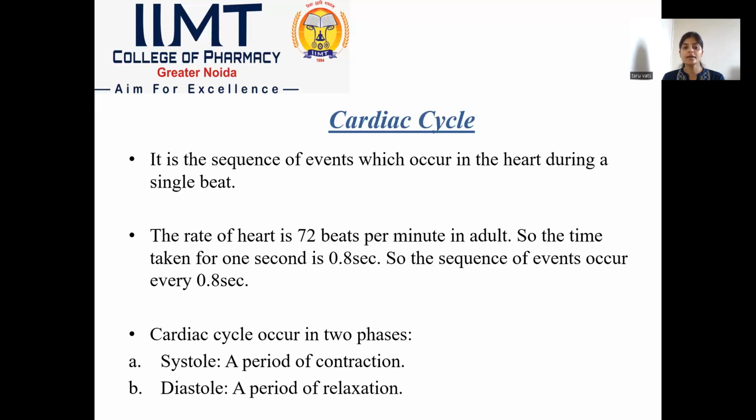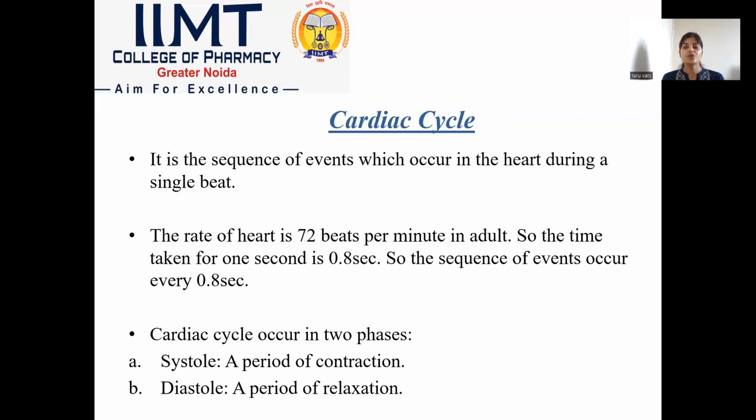Moving to the next slide, cardiac cycle. It is the sequence of events which occur in the heart during a single beat. The rate of heart is 72 beats per minute in adult. So the time taken for 1 beat is 0.8 seconds. So the sequence of events occur every 0.8 seconds.